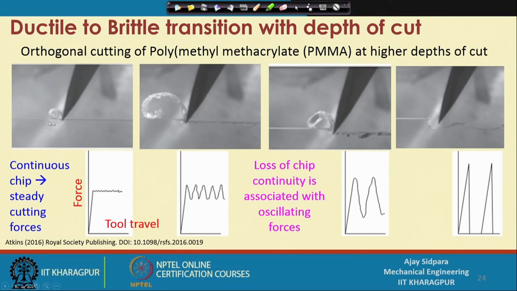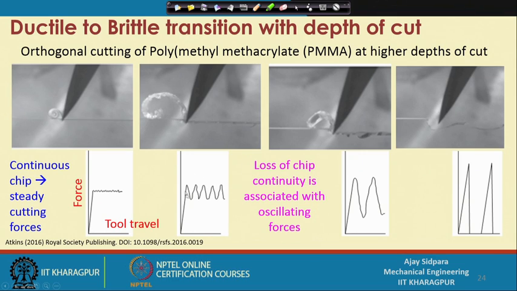It is a high speed camera picture, and that is many times difficult to incorporate in the actual machining or the production. This is for research purposes we can get this information, but what we can get in a practical situation is the force signal or some other signals by which we can monitor the status of the cutting tool and the workpiece material.